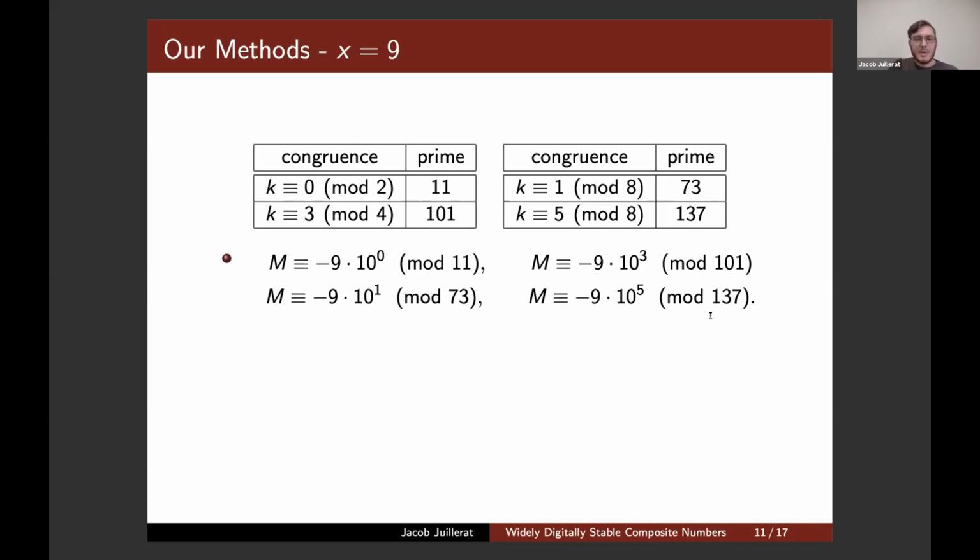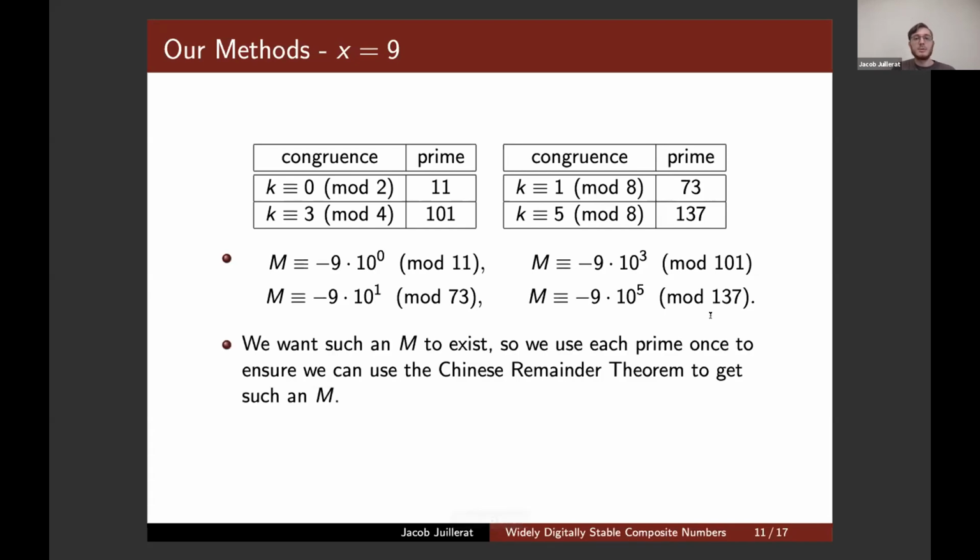And so the main issue here is that we want such an m to exist in order to say that this number n exists. So we only want to use each of these primes once so that they appear in a congruence for m once, so that we can use the Chinese remainder theorem to ensure that such an m exists. And we want m to exist for all of the insertions. So while we have 2 in this covering, that means that 2 can't appear in any other covering because that would require the prime 11 to appear. And that would give us a different congruence on m, and m can't be congruent to 2 and 3 mod 11, so we can't use the prime 11 again.